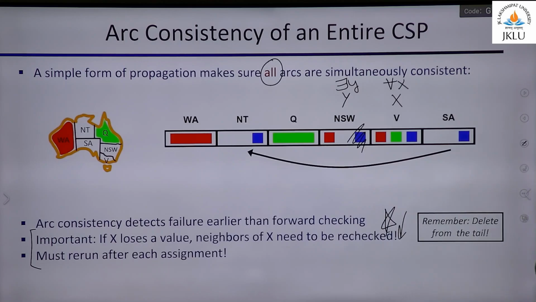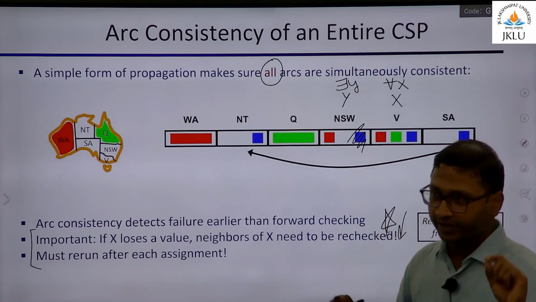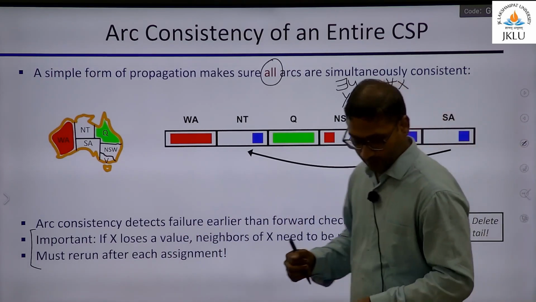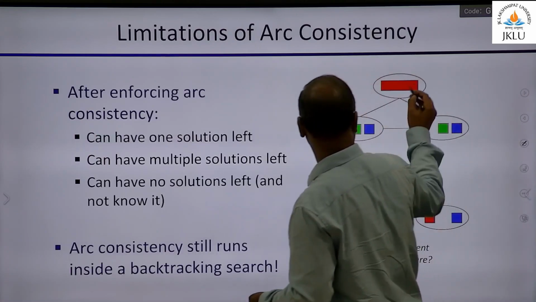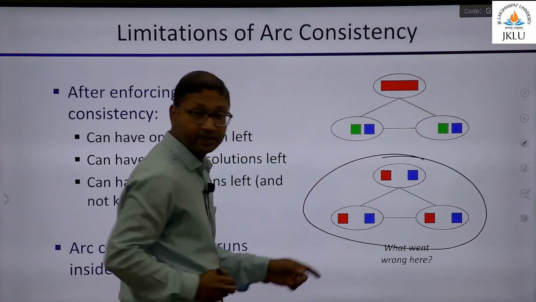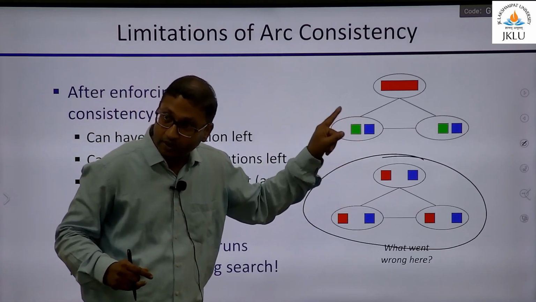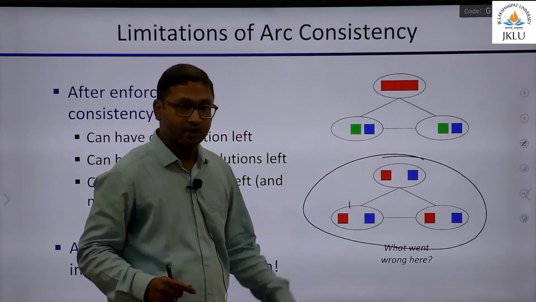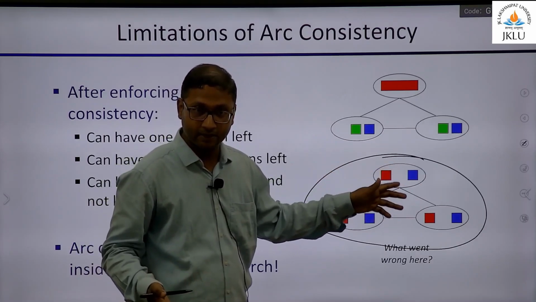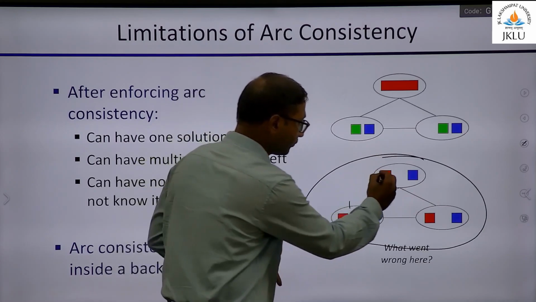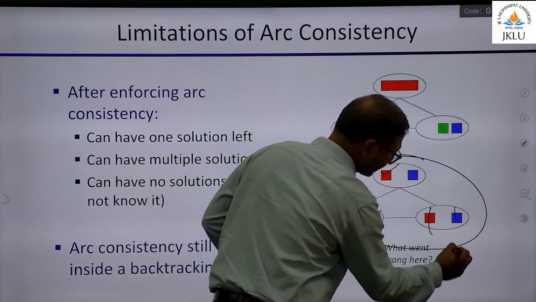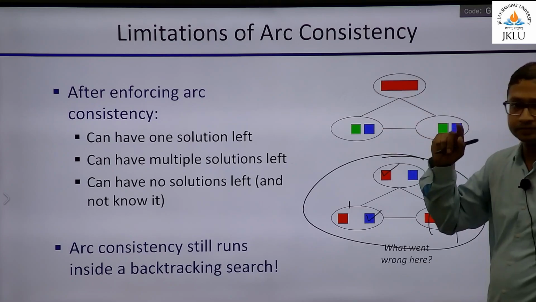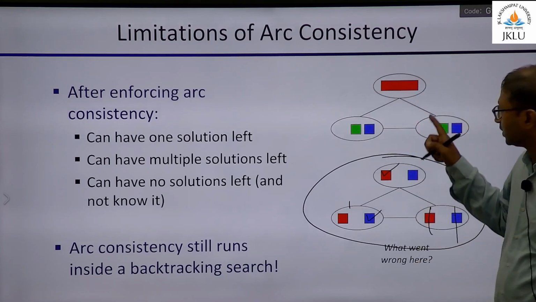Will arc consistency guarantee you that you will be able to color well? Any example? We have seen this case, right? All individual arcs are consistent, but there does not exist any assignment for this graph, right? Are all arcs consistent? Yes, but there does not exist any assignment, because if you use red here, if you use blue here, this guy becomes empty, okay? What about this one? Is this fine? Yes. This is fine, right?